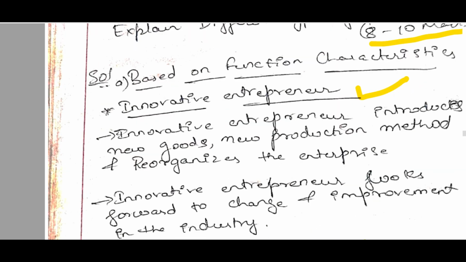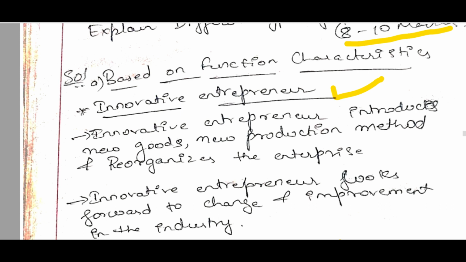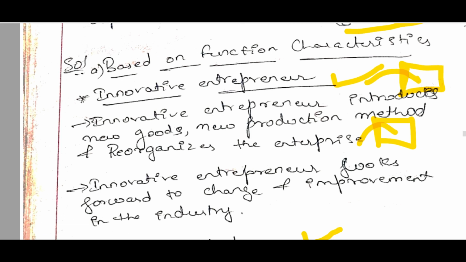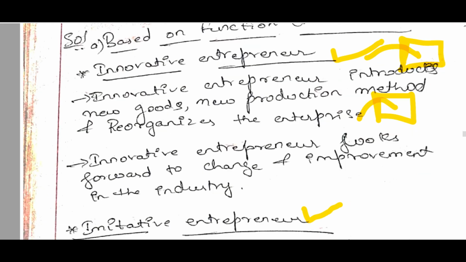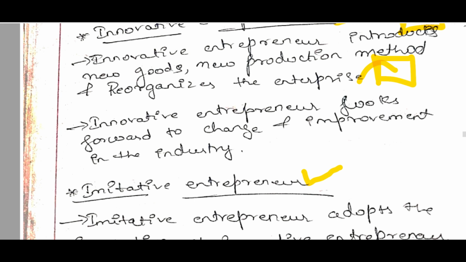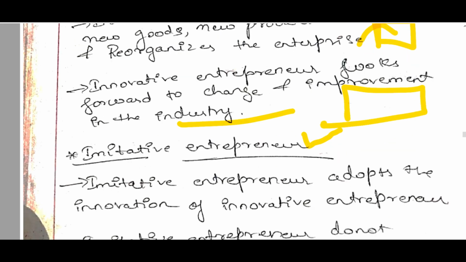So based on functional characteristics, innovative entrepreneur. Innovative entrepreneur is the one who introduces new goods or new production method into the industry. Say suppose in telecom industry you were using 3G. When Jio came, he introduced new technology, it was 4G. So Jio is an innovative entrepreneur, Mukesh Ambani. Innovative entrepreneur works towards change and improvement in the industry. When Jio came, the industry improved and changes happened.